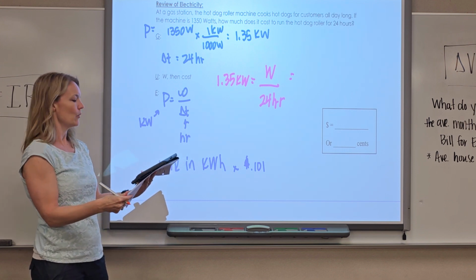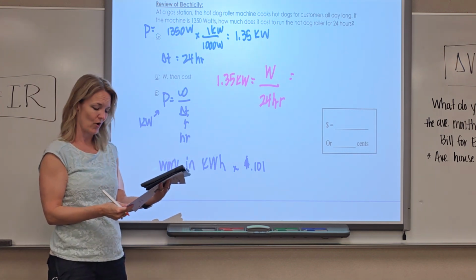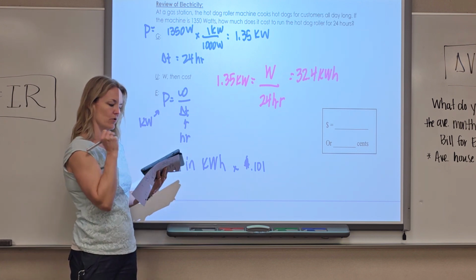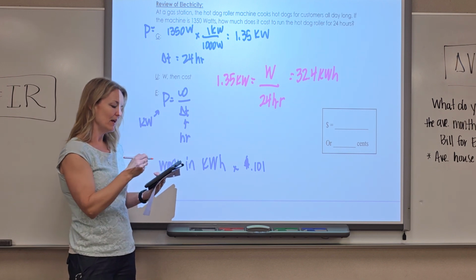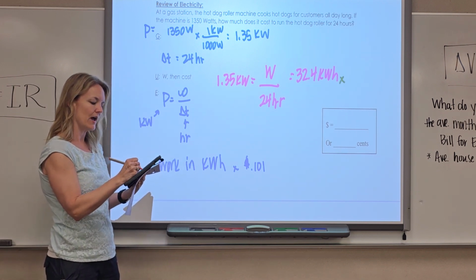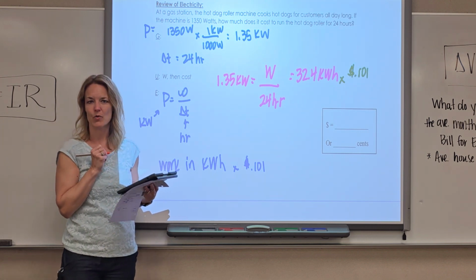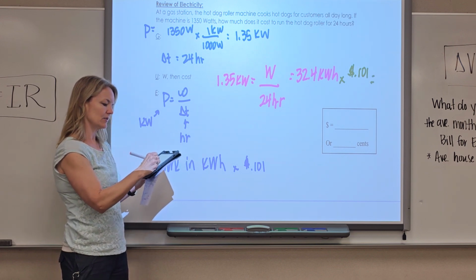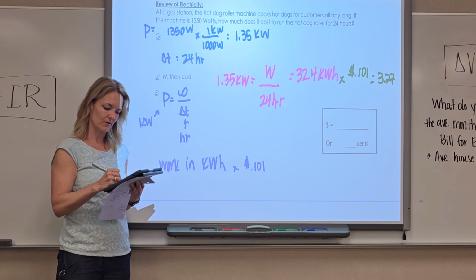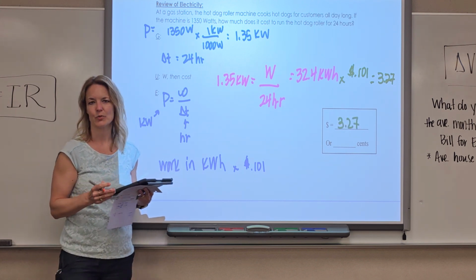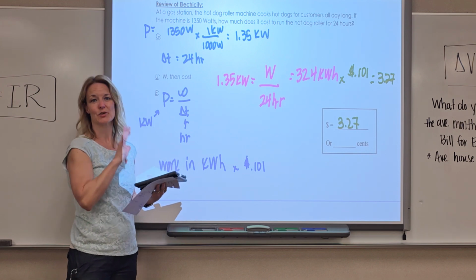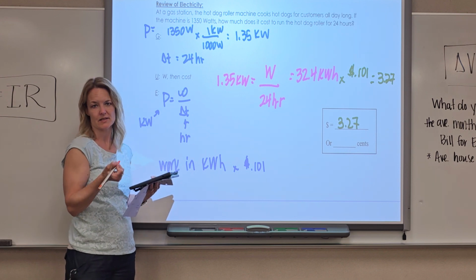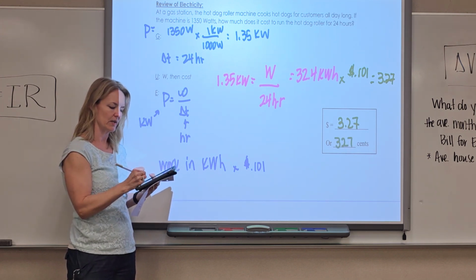So if I take 1.35 and I multiply it by 24, I get 32.4 kilowatt hours. And then my last step, that's how many kilowatt hours we have. The price for every kilowatt hour is 0.101. So my final answer is 3.27. That would be dollars. $3.27. If it were in cents completely, you just move the decimal 2 spots. There's 100 cents in a dollar, so you multiply it by 100, which is 327 cents.